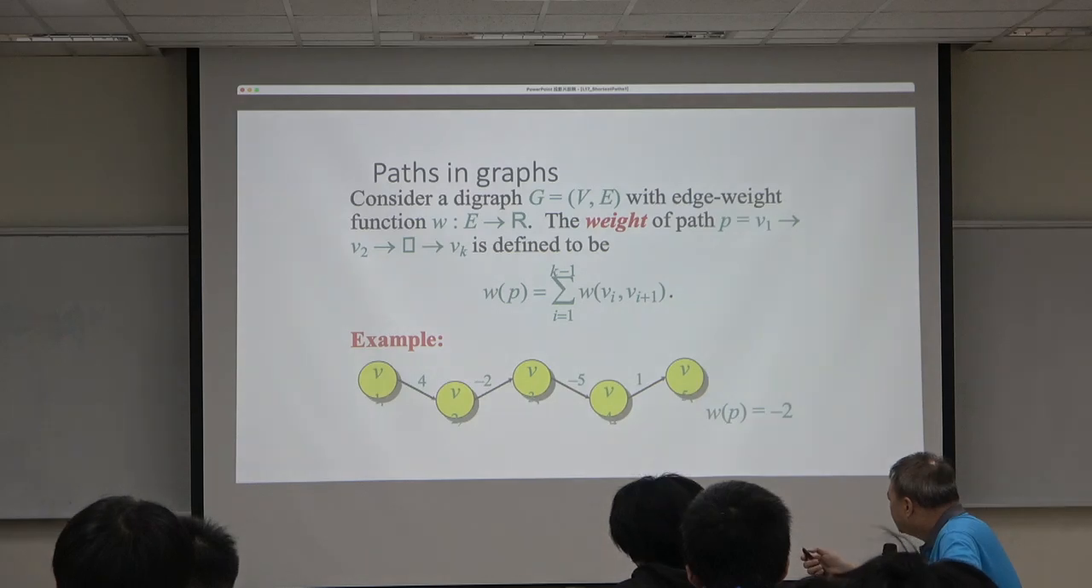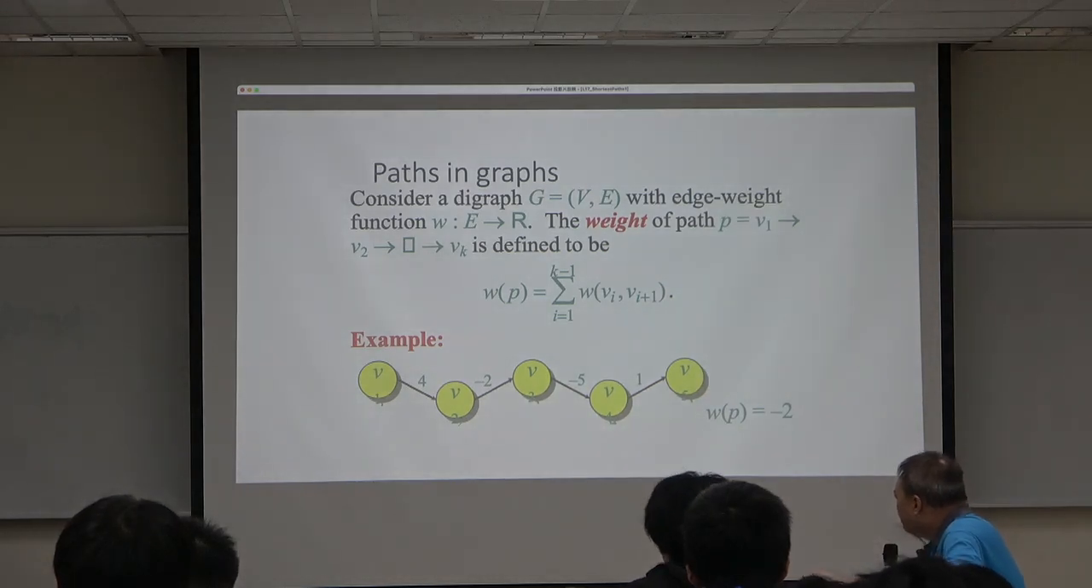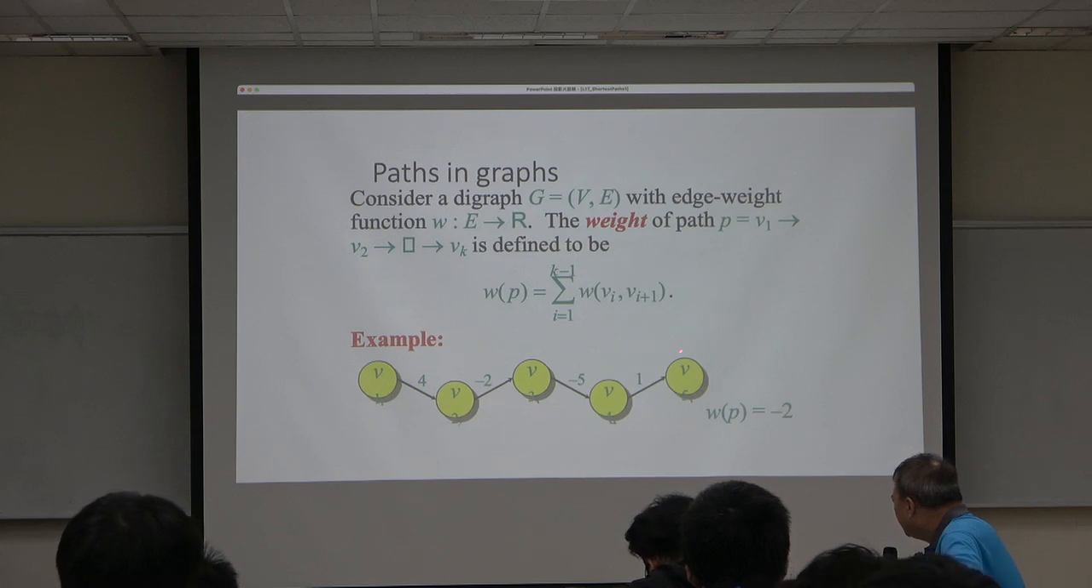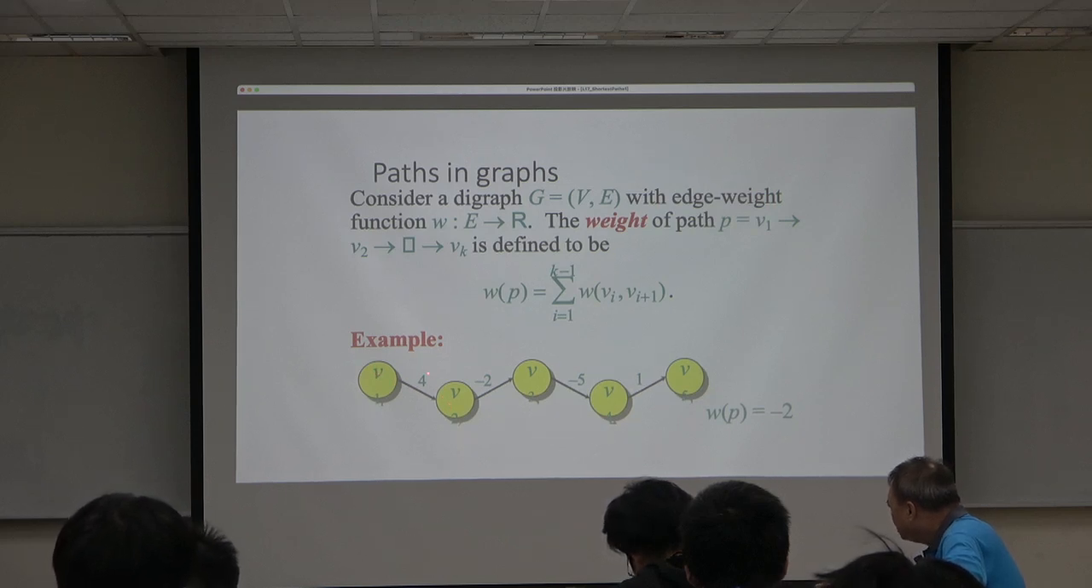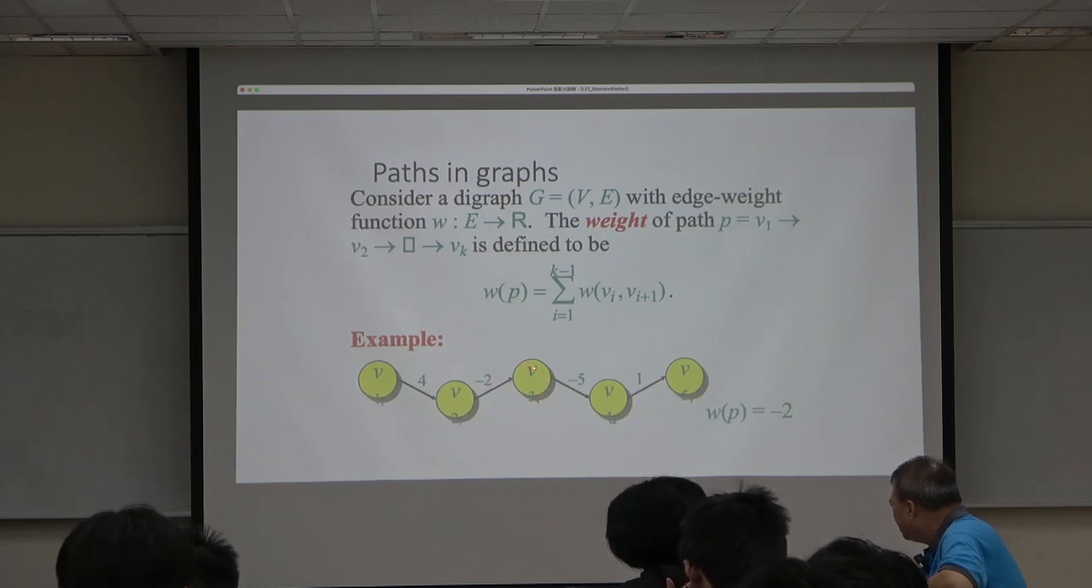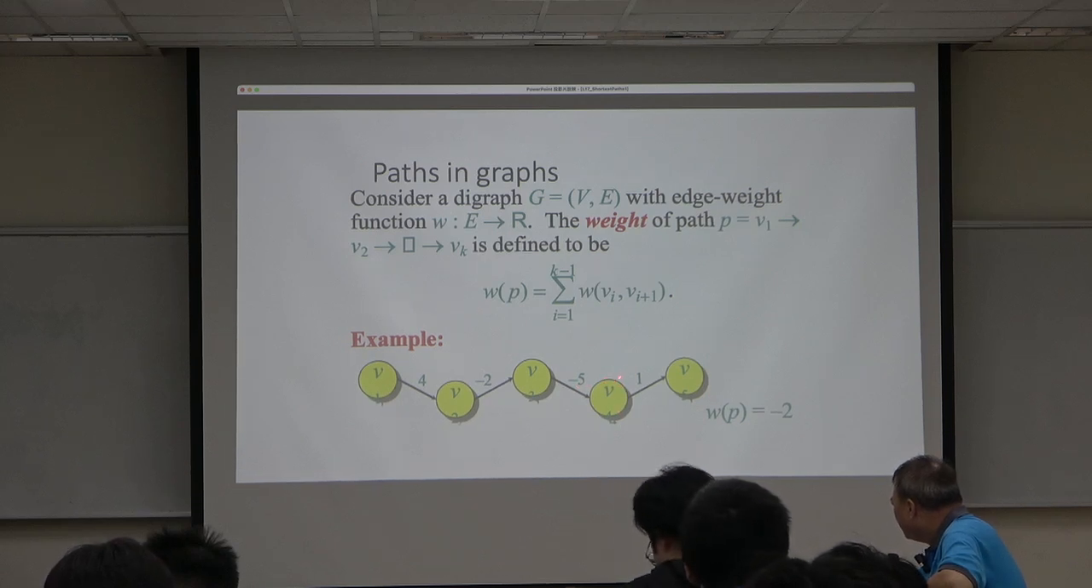So one example would be like this. In this path, we have V1 to V2 to V3 to V4, and finally V5. The weight of the edge between V1 and V2 is 4. The weight of the edge from V2 to V3 is -2. The weight of the edge between V3 and V4 is -5. And the weight of the edge from V4 to V5 is 1.